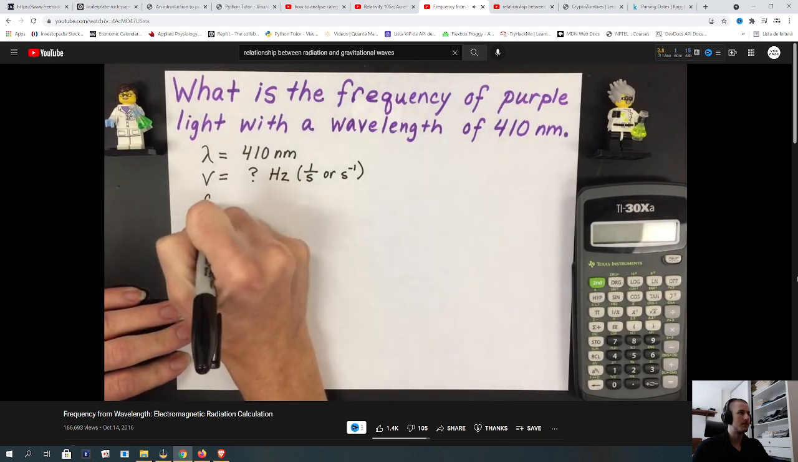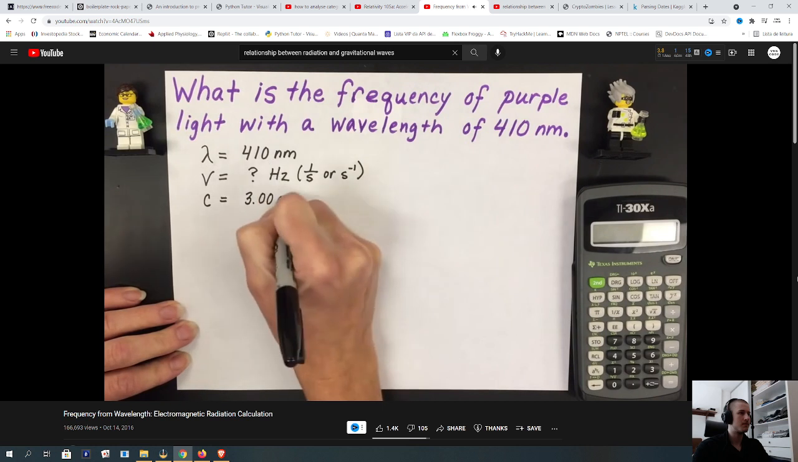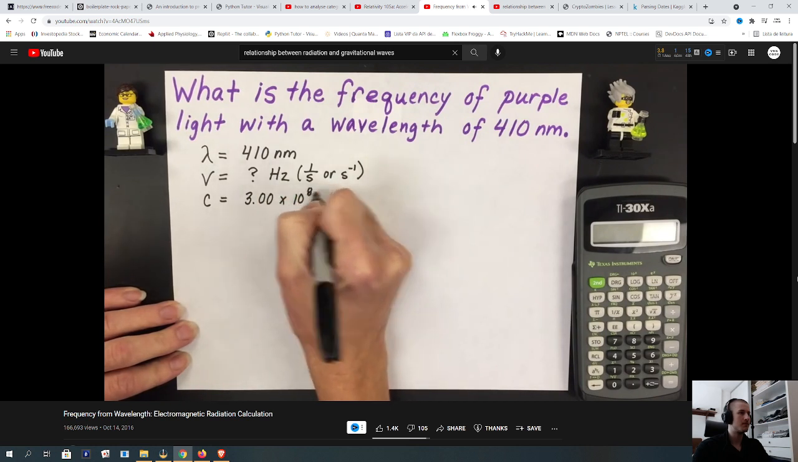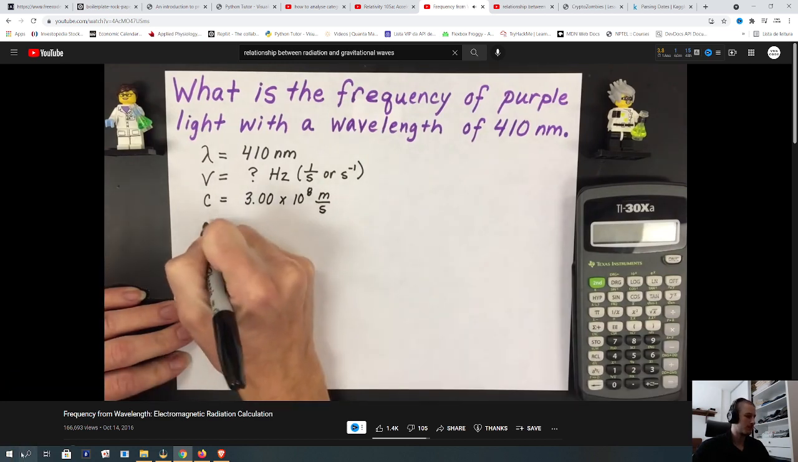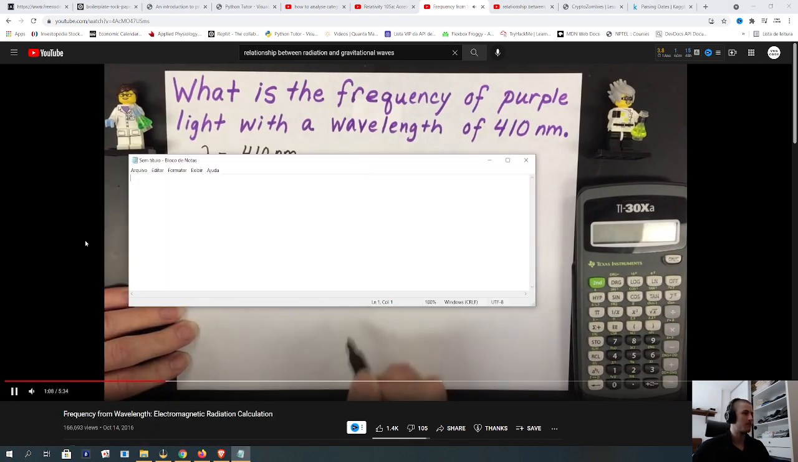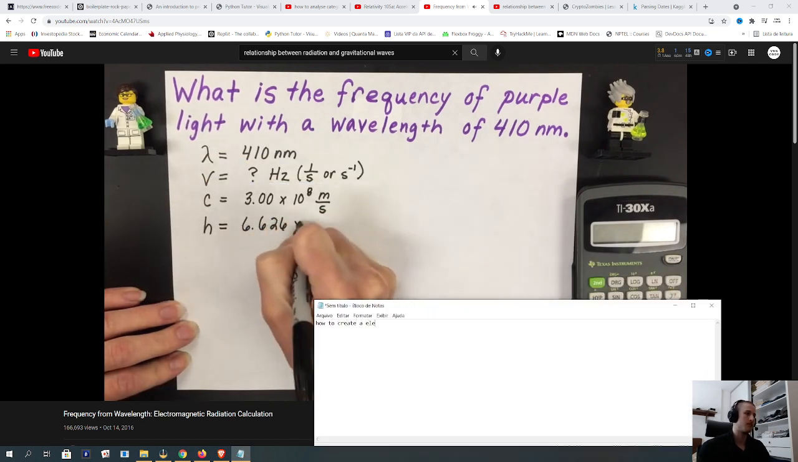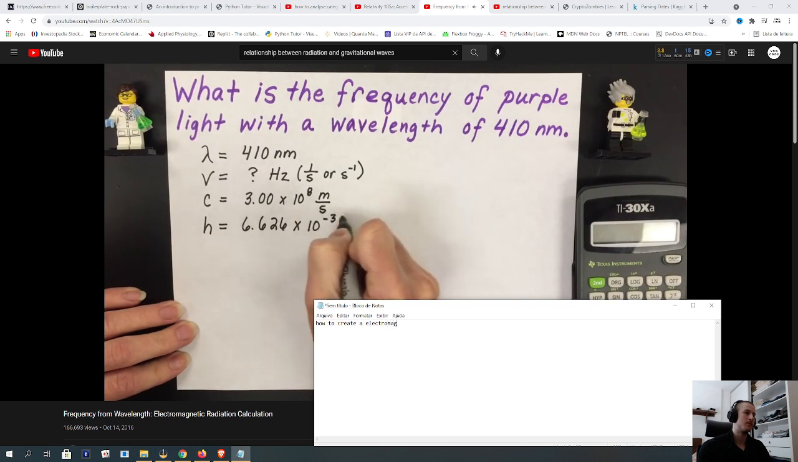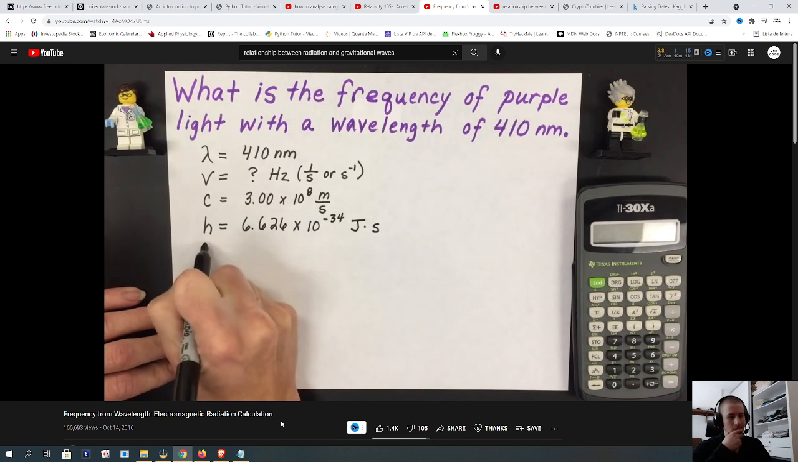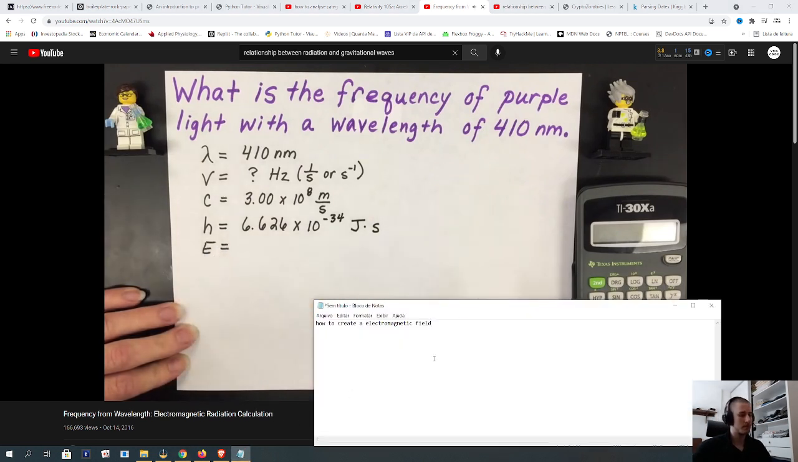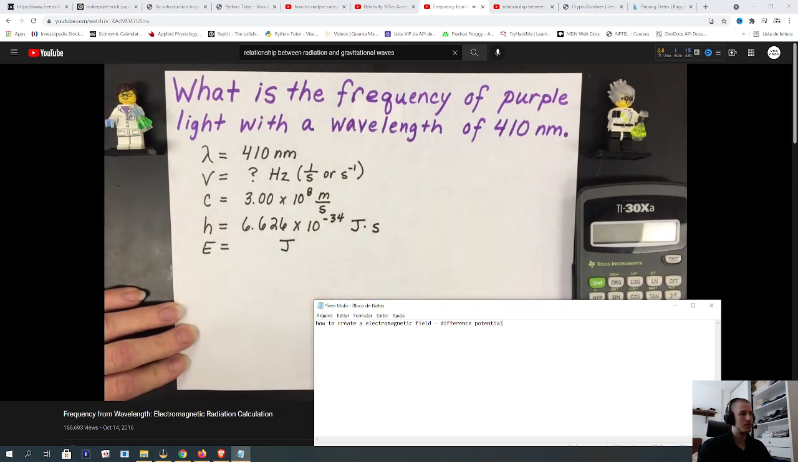You always have the speed of light constant, which is 3.00 times 10 to the 8th meters per second. Some people do use 2.98, and that's fine also. You can also realize that you have the constant Planck's constant, which is 6.626 times 10 to the negative 34 joules times second. We also could try to solve for energy, but that's not in this problem at this point. If we did, it would have the unit of joules.